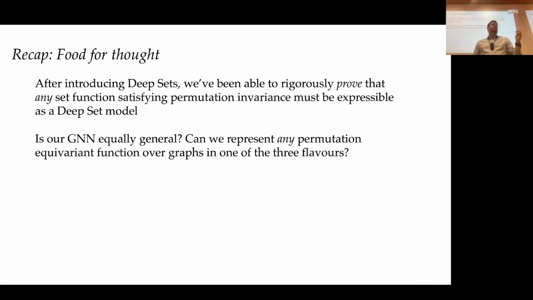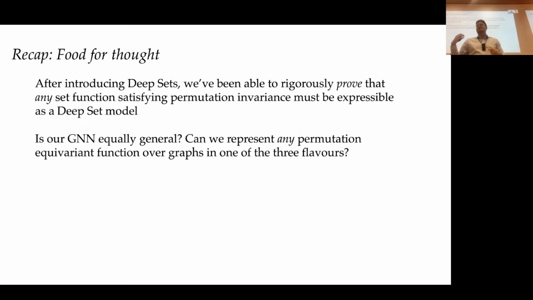So I'm going to remind you of a slide I made many minutes ago, where I said that when we introduced the deep sets model, I was able to tell you there are rigorous proofs that say that no matter what well-behaved set function you give me, I must be able to express it as a deep sets model. So it's universal for modeling data on sets. Now we can ask ourselves, the GNN we derived, the one that passes messages over one-hop neighbors and so on with message passing, is it equally general?